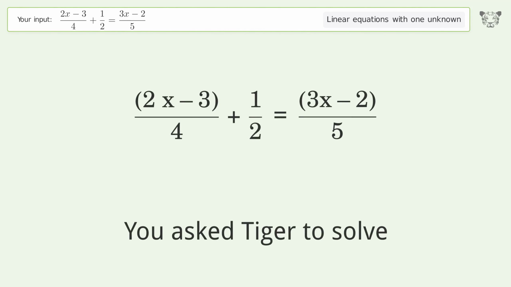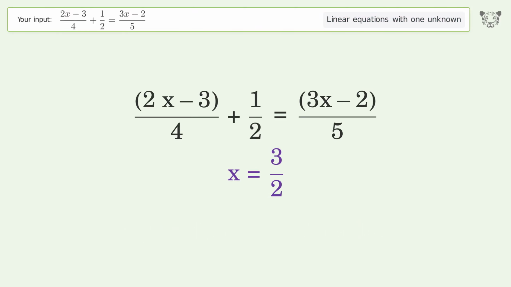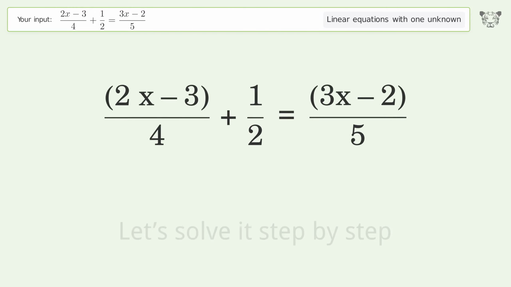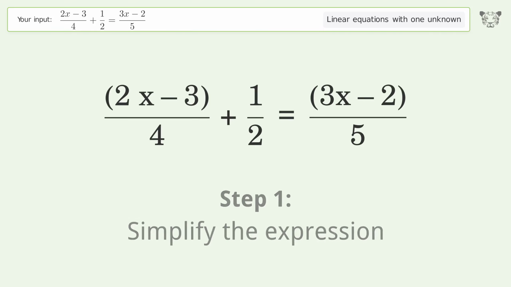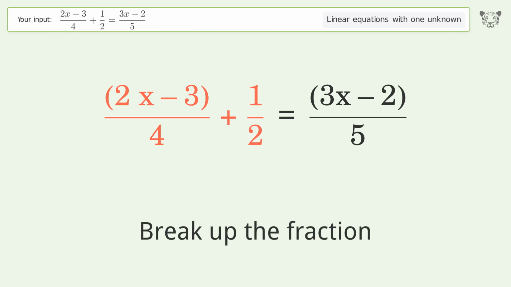You ask Tiger to solve. This deals with linear equations with one unknown. The final result is x equals 3 over 2. Let's solve it step by step. Simplify the expression. Break up the fraction.